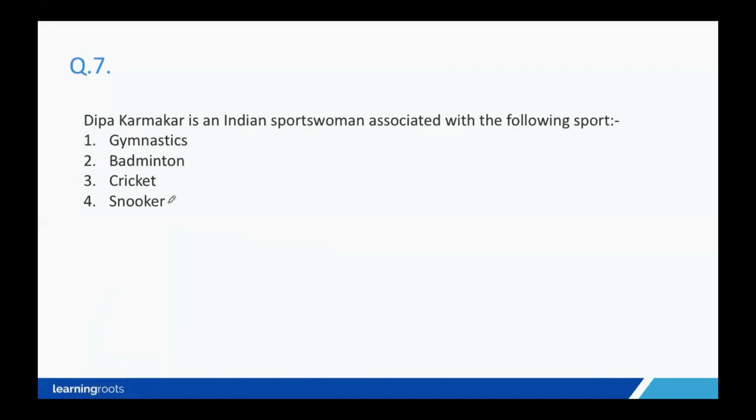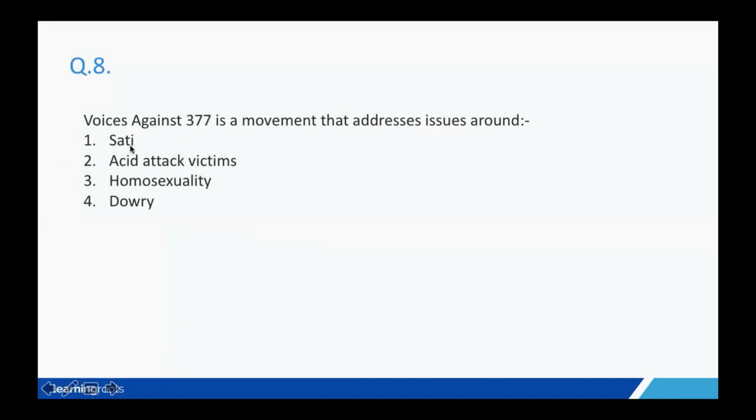Coming to the seventh question, Deepa Karmakar is an Indian sportswoman associated with the sport of gymnastics. Again, I'm sure everyone knows this. Fairly simple question and was in the news quite a bit last year.